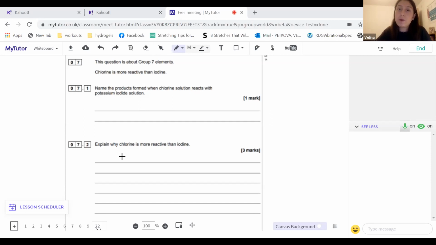So now this is a 3-mark question and we need to explain why chlorine is more reactive than iodine. Do people want to jot down 3 bullet points for the 3 marks in the chat? And then we'll talk through it. Michelle, great attempt, but that's just 1 mark. What would be your 3 points for the 3 marks? Explain why chlorine is more reactive than iodine.